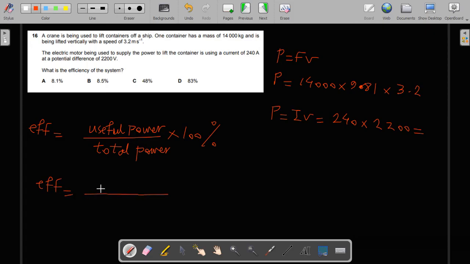So efficiency will be 43,9040 divided by 52,830 times 100%, which the final answer will be 83%. So D is right.